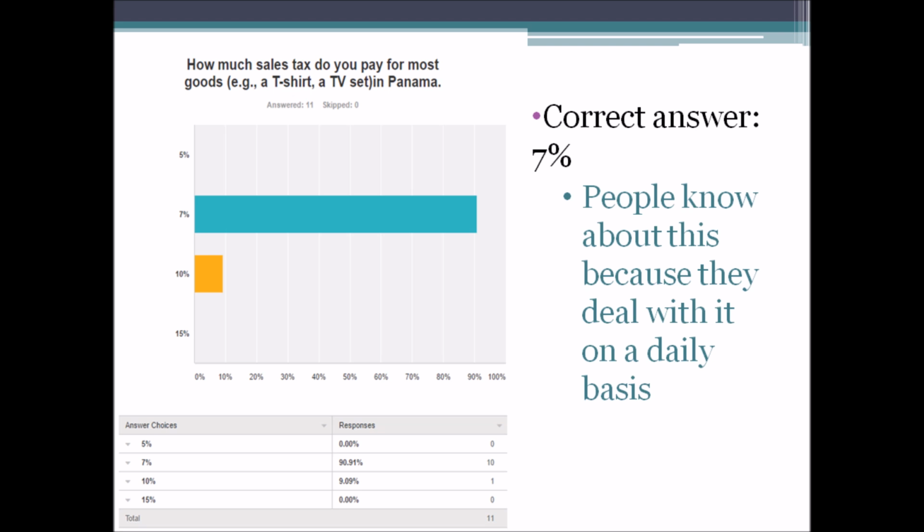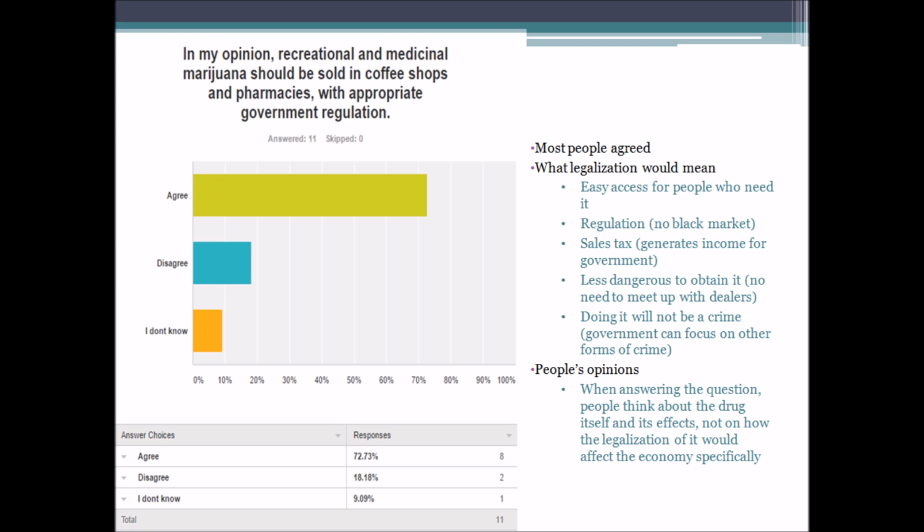And finally, when asked if marijuana should be sold in coffee shops and pharmacies with government regulation, most people said yes. Now, the legalization of marijuana would mean that it would be easier for people to access it, whether it be for recreational or medical use.